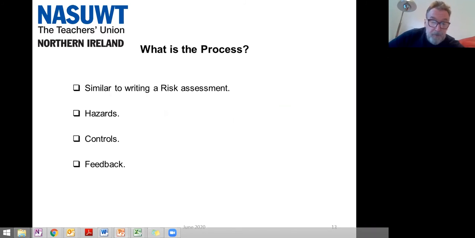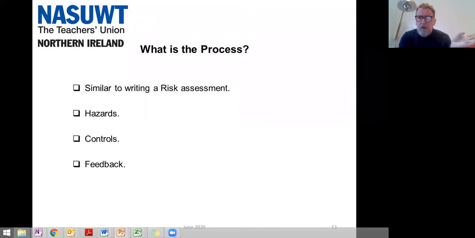Okay, next slide, please. So what is the process? Similar to writing a risk assessment: hazards, control and feedback. The process of considering a risk assessment compiled by someone else is similar to writing the assessment. So firstly, consider the activity that is causing the risk. Have all the possible hazards been identified? Can you spot any that have not been covered? If you are not familiar with the activity, speak to a colleague who is. It is often the process of discussing the assessment with others that spots the deficiencies.